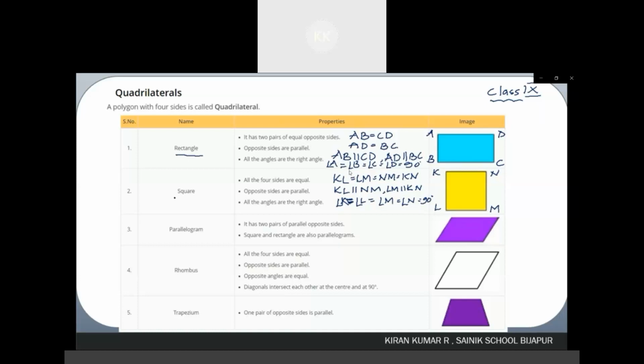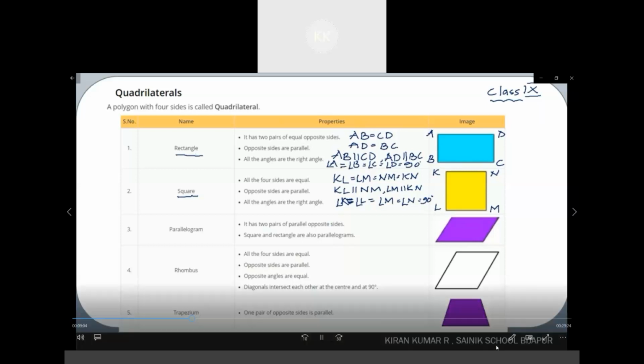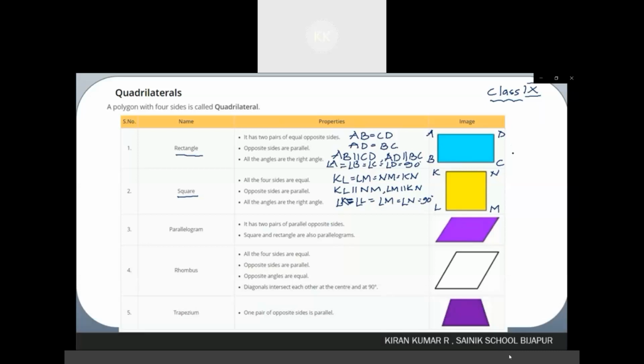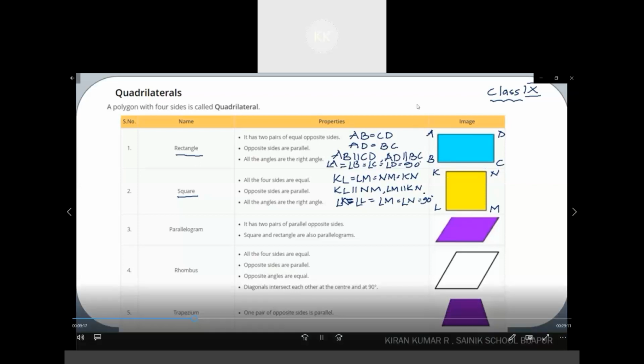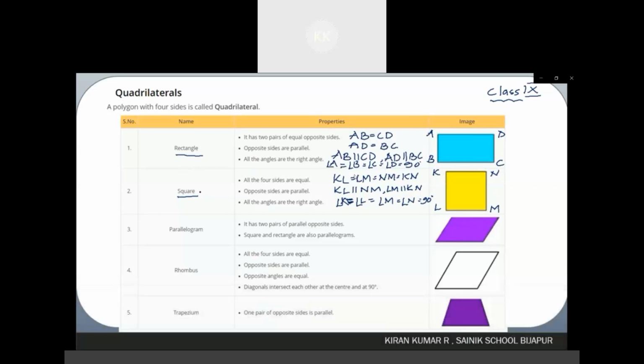What difference you can see in these two figures? In the first figure, we have got only the opposite sides equal. In the second figure, we have all the sides equal. That's the only difference between a rectangle and a square according to these two figures.